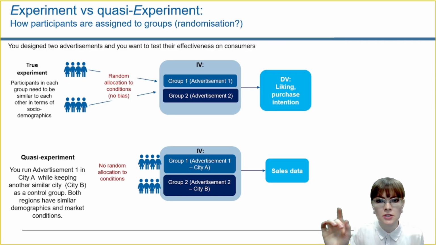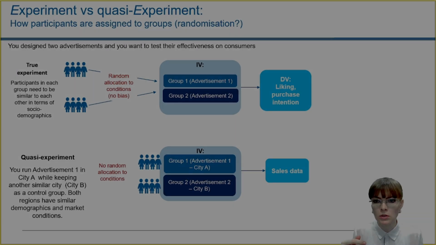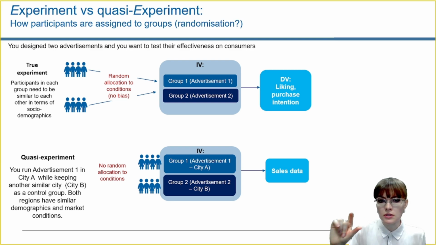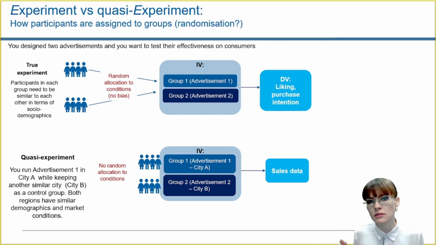I hope now the distinction between the true experiment and the quasi-experiment is very clear to you. It's all about random allocation being executed or not executed in your experiment. And I hope you can also see that for some of the problems that you may be facing as a researcher or as a consultant, one of them may be more appropriate.